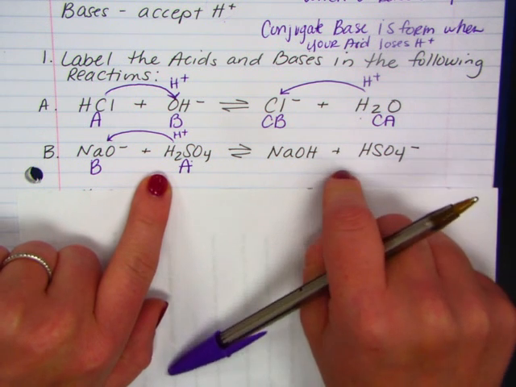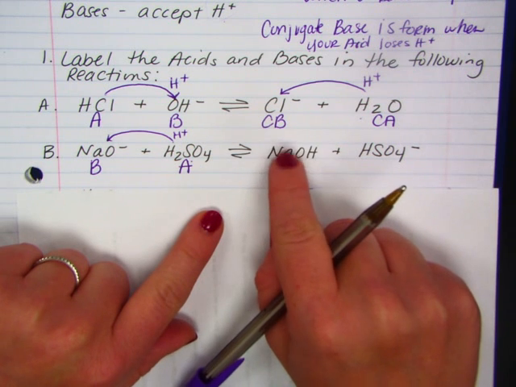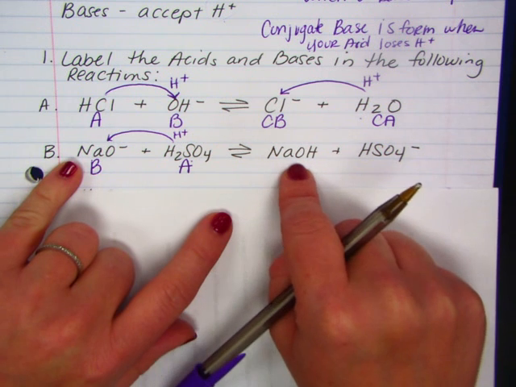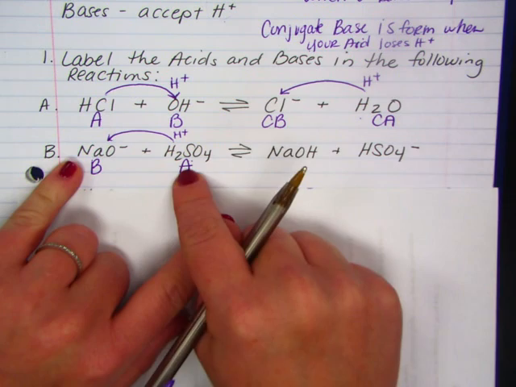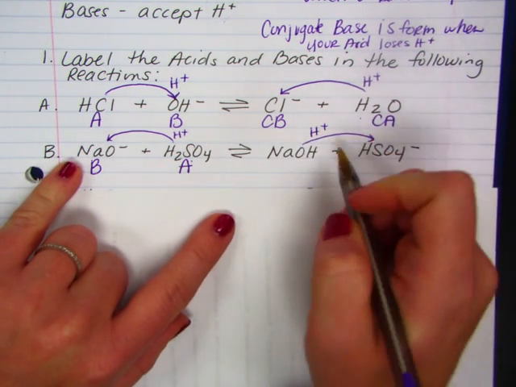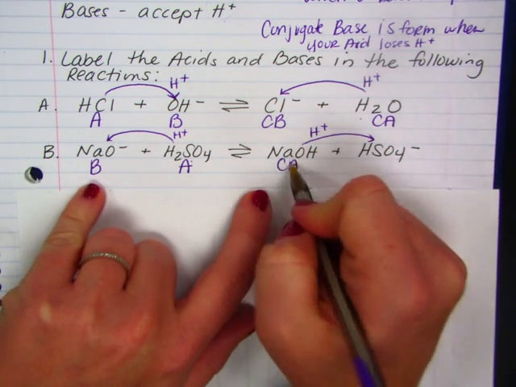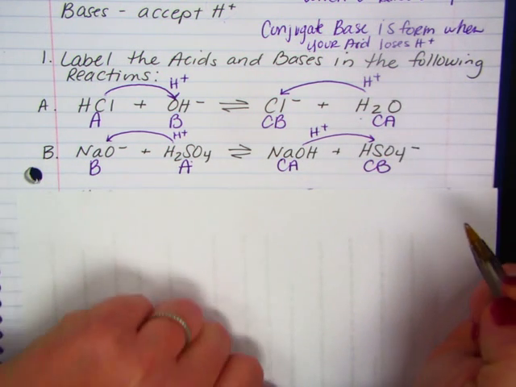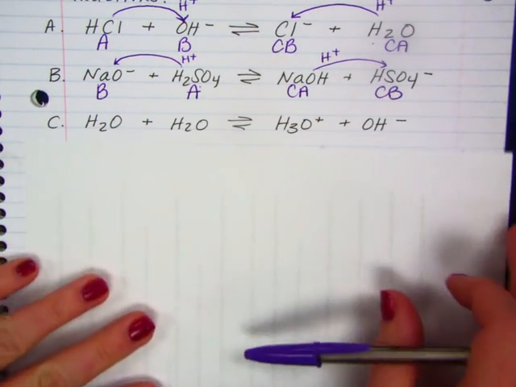Okay? So now, looking at the other side of the reaction, NaOH has to get rid of an H to go back to being NaO. Well, the only place it can get rid of it to is the HSO4, which needs it to become H2SO4 again. So the arrow's got to go this way. And now what was the base is now the conjugate acid, and what was the acid is now the conjugate base. Okay, so base, acid, acid, base. All right, we're going to look at our last one.